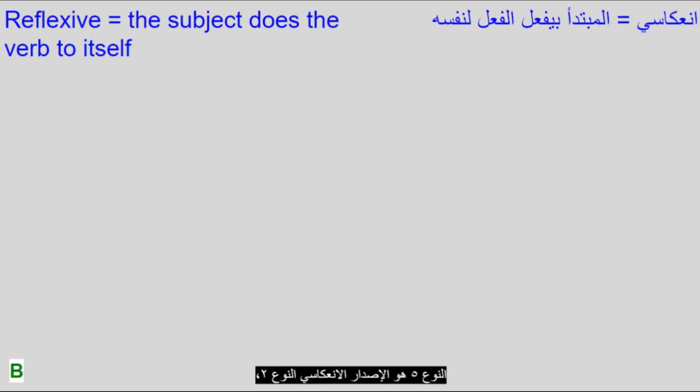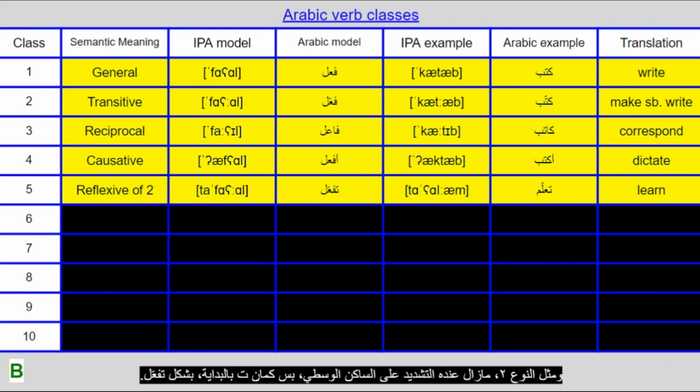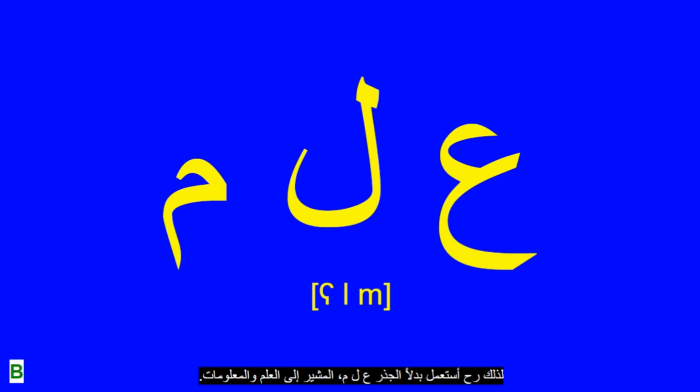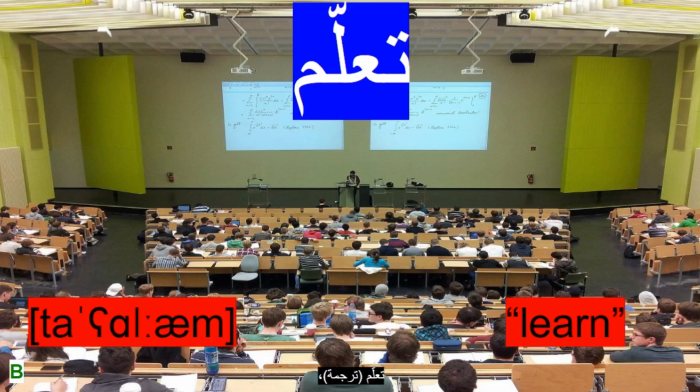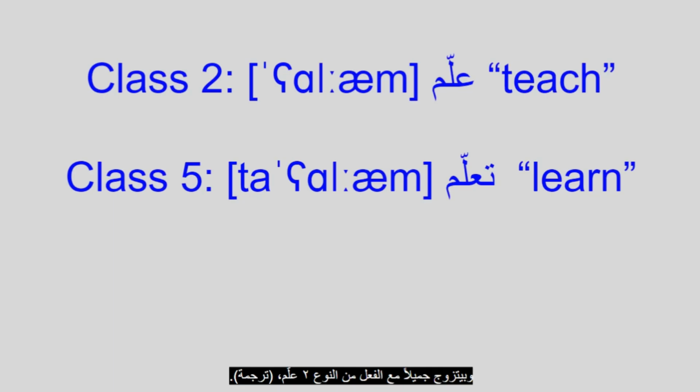Class 5 is the reflexive version of class 2, and like class 2, it still has the gemination on the middle consonant, but also has a ta at the beginning, taking the form of tafa''al. The kafta ba root doesn't actually have a meaning here, so instead I'll use the root ain lam mim, which refers to knowledge and information. Ta'allam means learn, and it pairs nicely with the class 2 verb allam, which means teach.